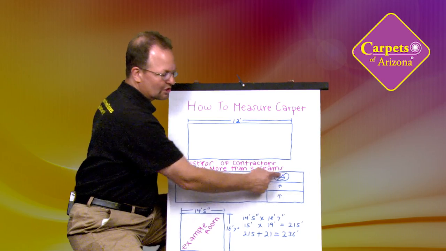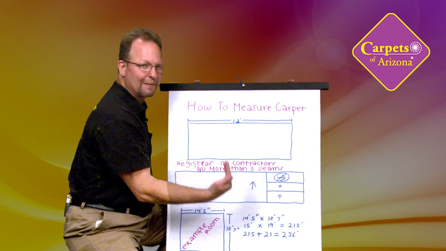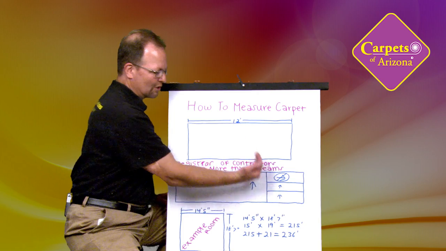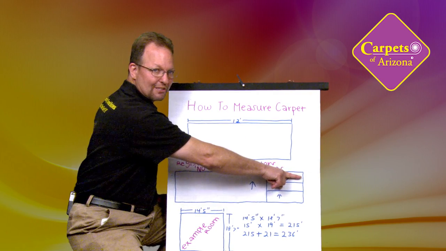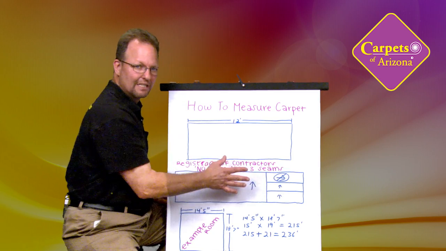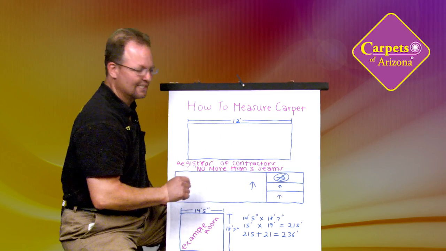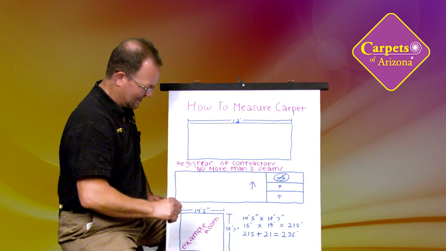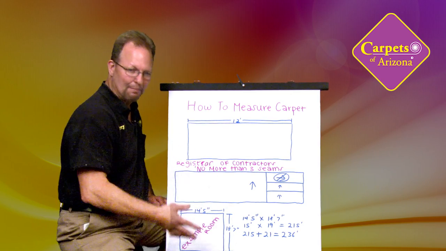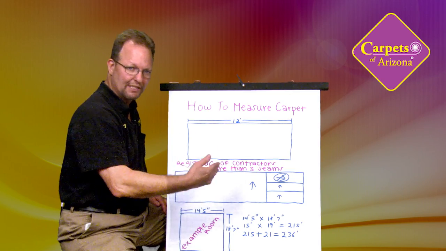Also, you can't turn the carpet in a different direction. Carpet has a nap to it, so you can only go one direction with that carpet. You can't use the scrap and turn it the other way to fill in a closet or a small area. It's going to look dark and light if you do that within the same carpet. You'll notice it.